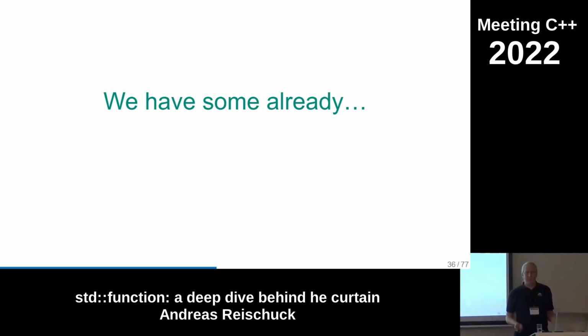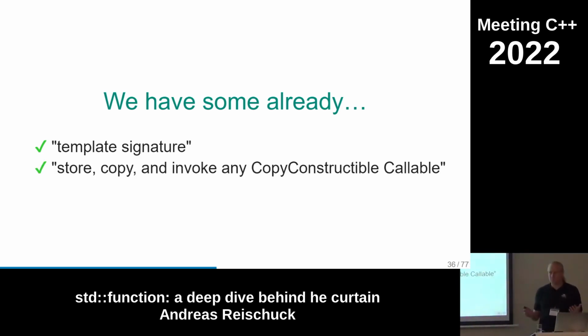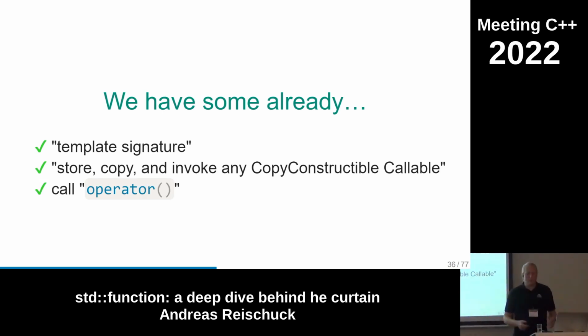And one thing we have, we got the template signature right. We didn't intend that, but that's the same as in the standard function. And next thing, the standard mandates that store, copy, and invoke any callable can be consumed by our function implementation. We also have that. And we have the call operator. So far, these are the only 3 points we have, but there are a lot of points we don't have.